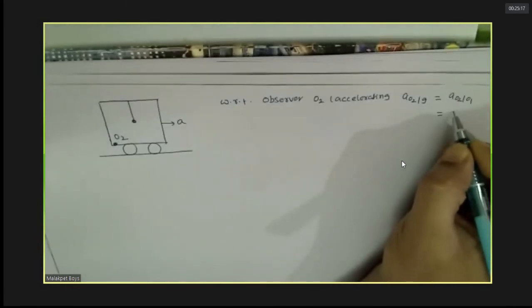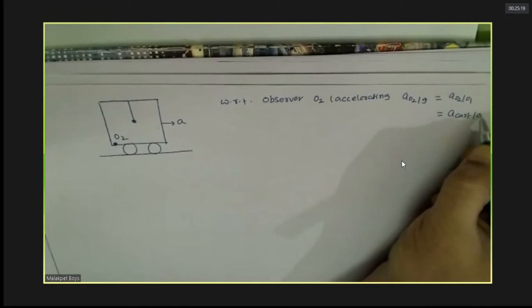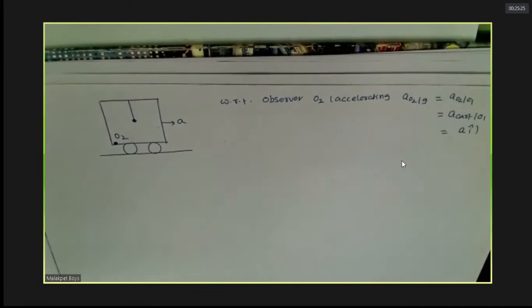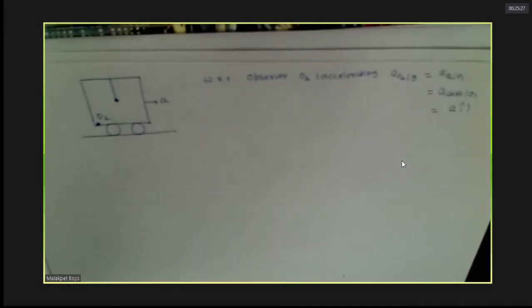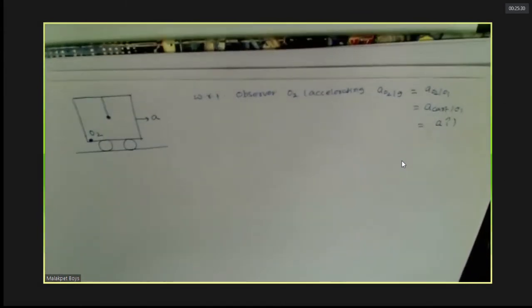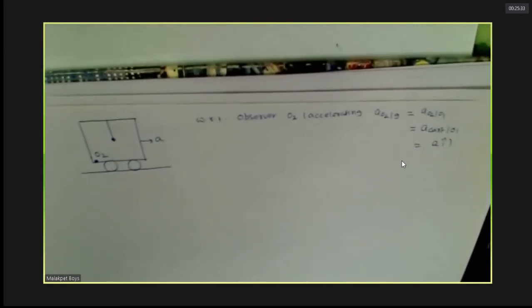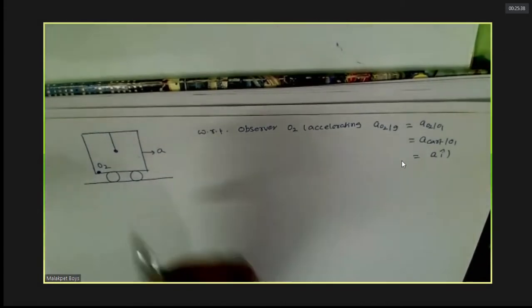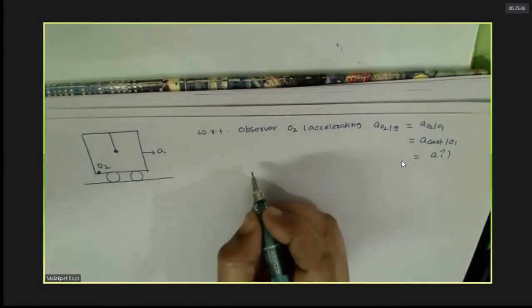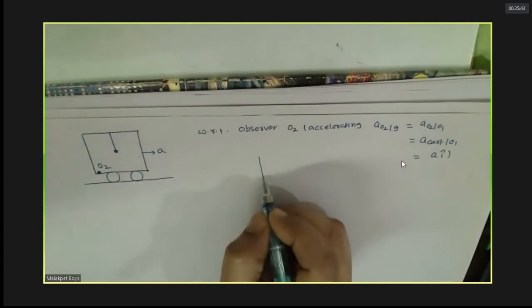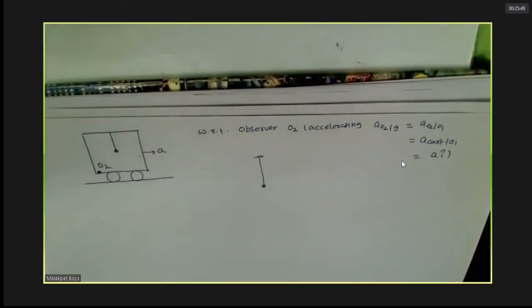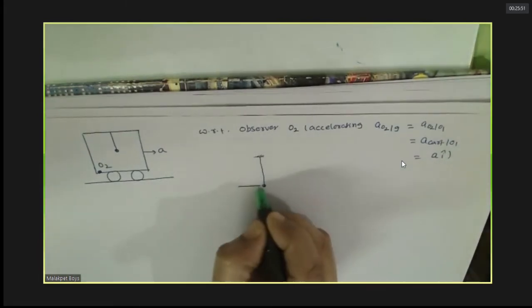which is nothing but the acceleration of the cart with respect to O1. That is nothing but the acceleration a. So this acceleration with respect to ground we could find. Understood this or not? Now let us see what are the forces that fellow will see. This Bob is there. He will observe there is a pseudo force here.